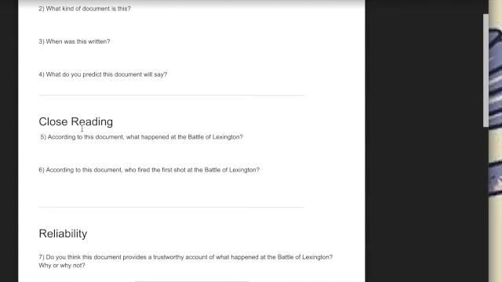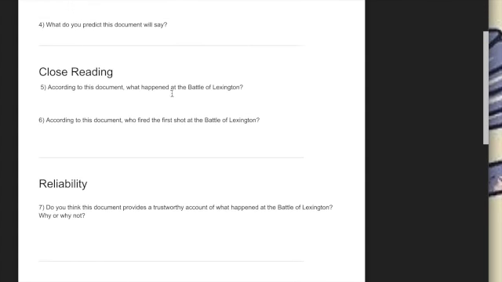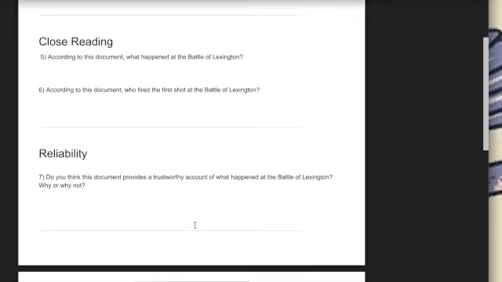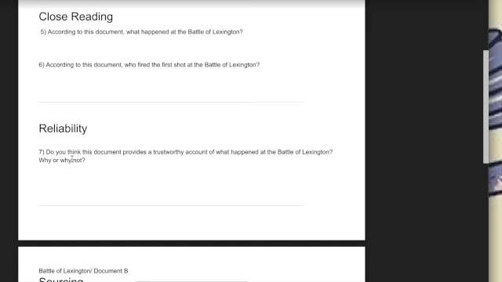So then you would move on to, all right, so according to this document, what happened at the Battle of Lexington? Let's not talk about what actually happened. Let's talk about what the document says happened. According to the document, who fired the first shot at the Battle of Lexington? And you'd write that answer down. And then finally, you'd talk about the reliability. So is it trustworthy? Why or why not? Talk about it. Discuss it with your group, and then we'll discuss it as a class and bring it together to argue our points about which one's more reliable.